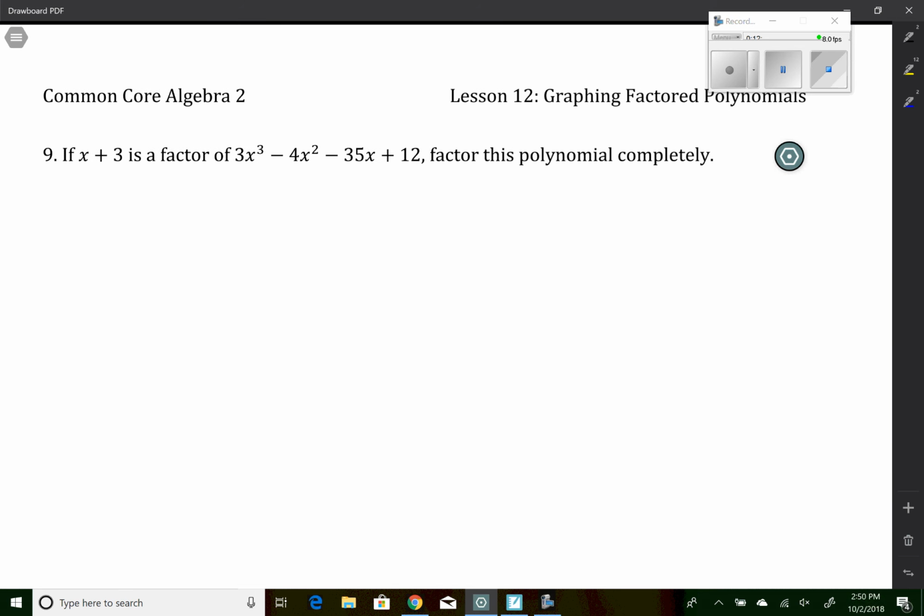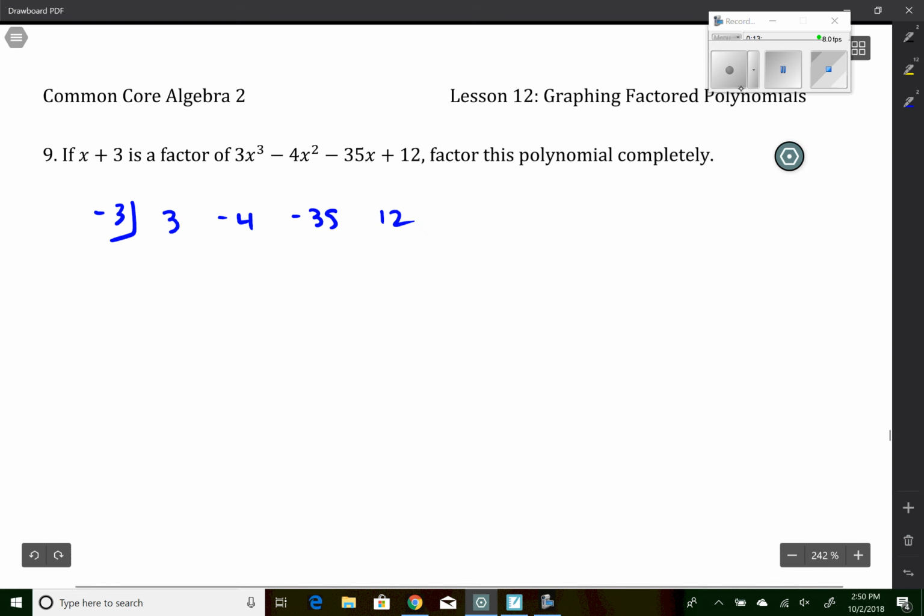Number 9, if x plus 3 is a factor of this polynomial, if you are watching this and you were in my Regents Algebra 2 class, you should know how to do this for tomorrow's quick quiz. So if that is negative 3, I'm going to put down my 3, my negative 4, my negative 35, and my 12. The 3 comes down. Negative 9 gets multiplied. We wind up having negative 13, 39, positive 4, negative 12, and then nothing.